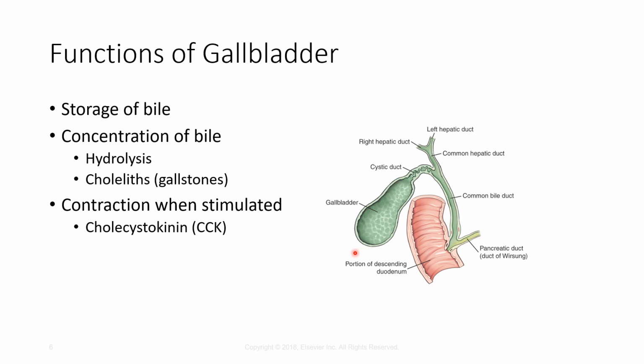The bile then gets concentrated within the gallbladder as a result of hydrolysis, where it removes water. At times when too much water gets absorbed and the cholesterol gets too concentrated, that is when choleliths or gallstones can be formed in that gallbladder.